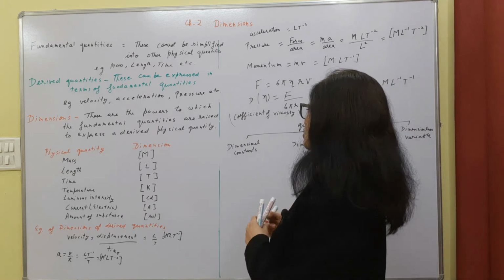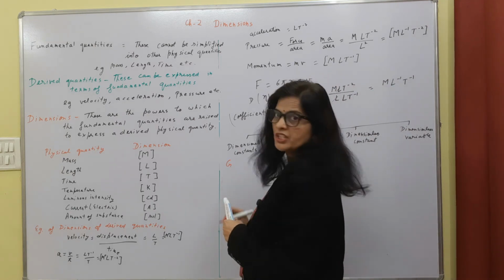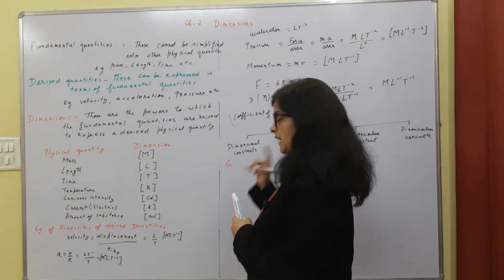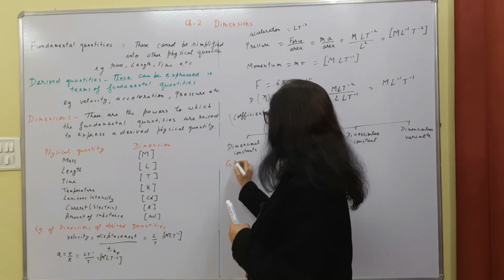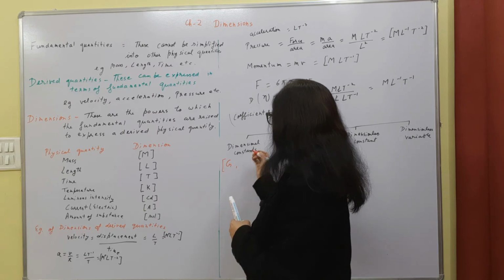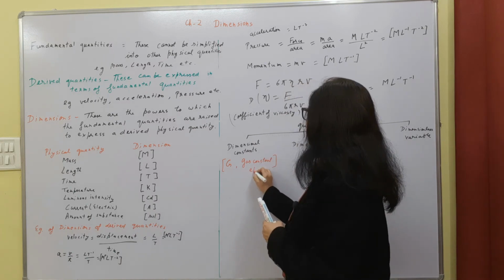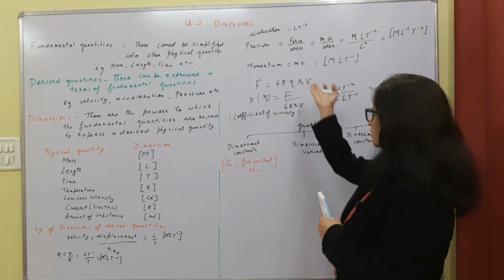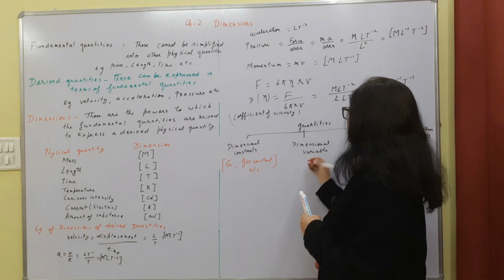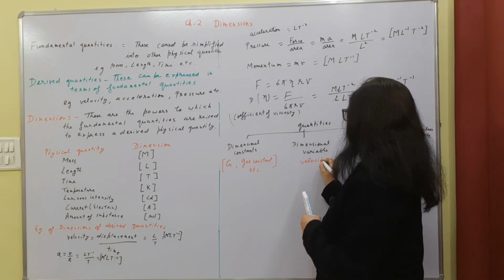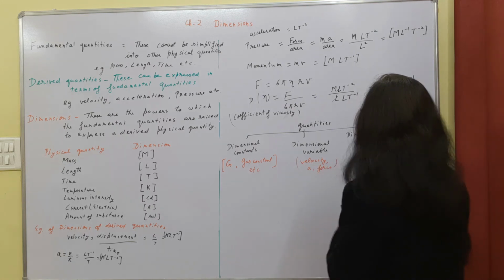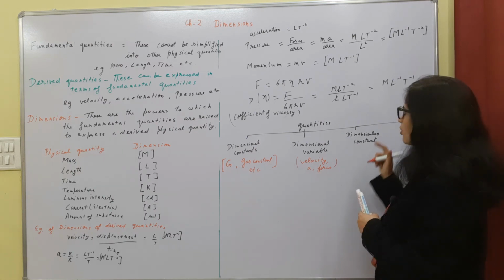Now dimensional constants mean, for example, gravitational constant, we can calculate its dimensions. It has some units, that's why it has dimensions. So gravitational constant, you have your universal gas constant, etc. Then we have dimensional variables. All these quantities are dimensional variables. Like velocity, acceleration, force, etc.